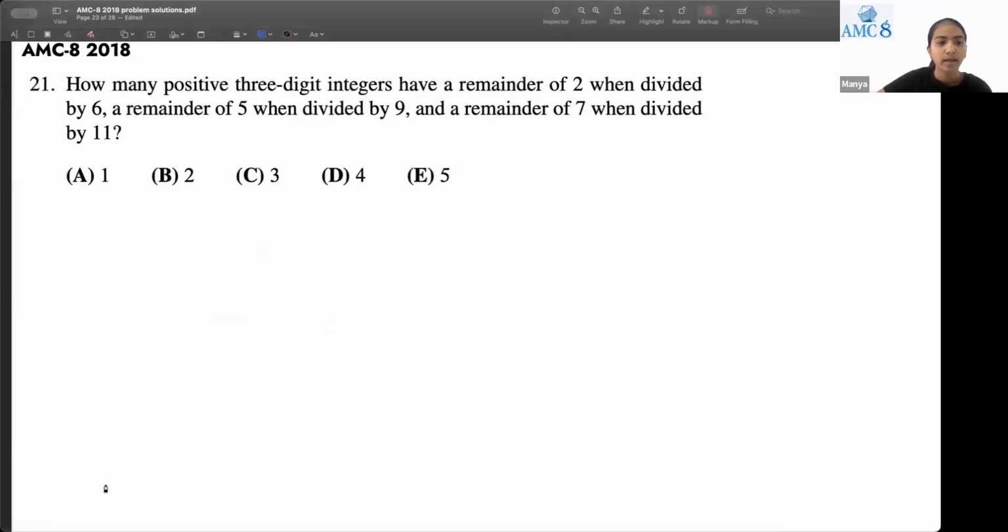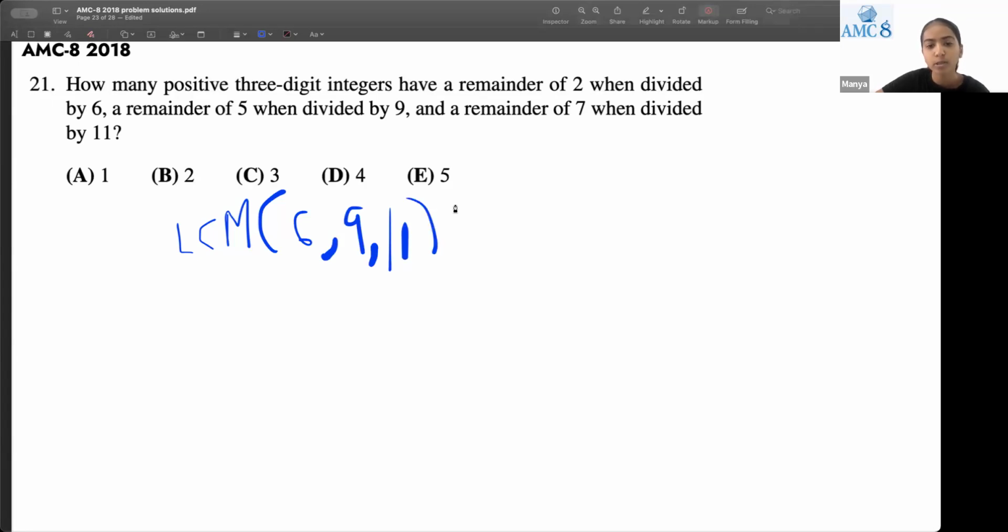Problem number 21. How many positive 3-digit integers have a remainder of 2 when divided by 6, a remainder of 5 when divided by 9, and a remainder of 7 when divided by 11? So first, we can start off by finding the least common multiple of these numbers. So the least common multiple of 6, 9, and 11 would be equal to, well, what's the least common multiple of that?